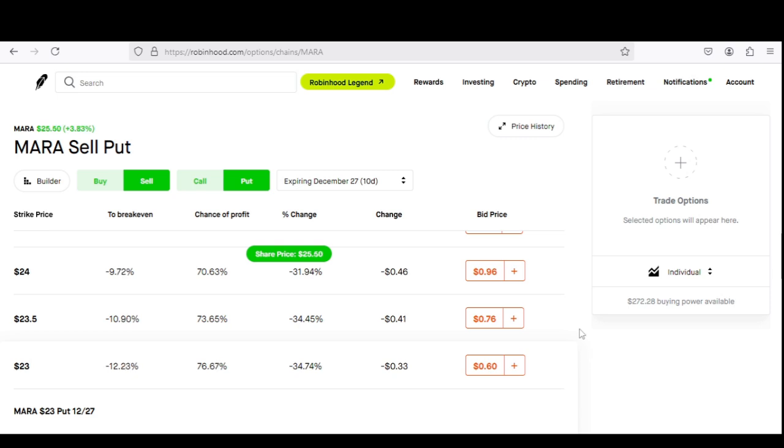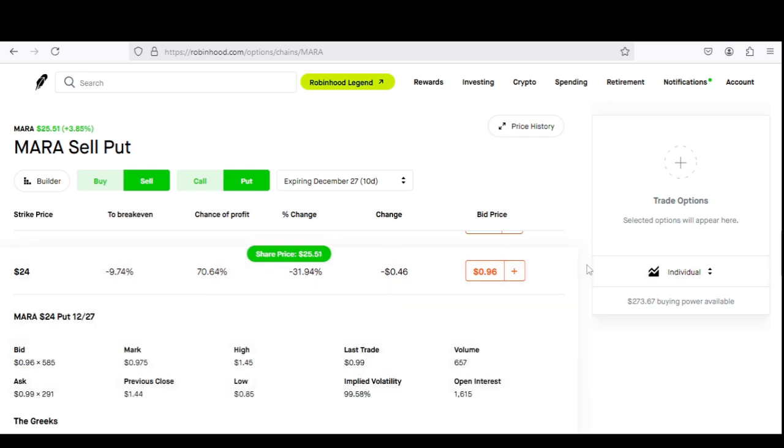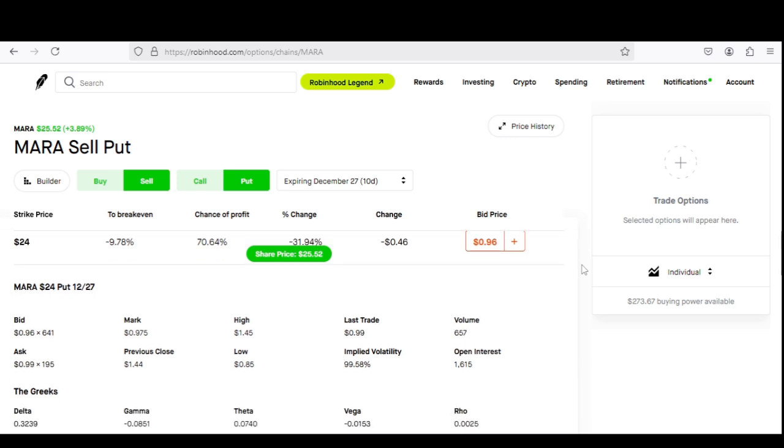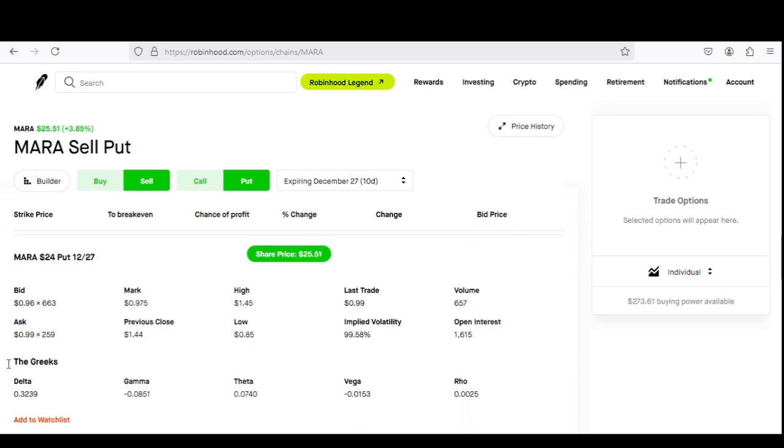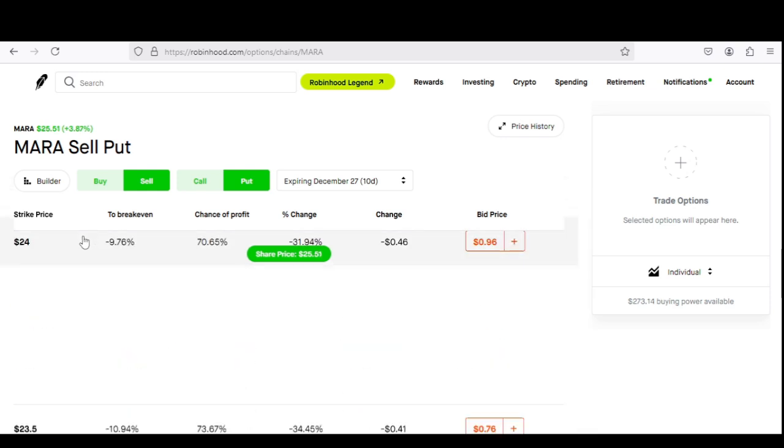So we're going to get back to the $23 strike price, but let me just show you the relationship by going into the $24 strike price. As you can see here, the chance of profitability is 70%. So if you had to guess, what would you guess the delta is? You're absolutely correct. The delta should be 0.3. There you go, 0.3. Just remember that there's an inverse relationship between your delta and your chance of profitability. Now let's go ahead and get back to our original strike price.